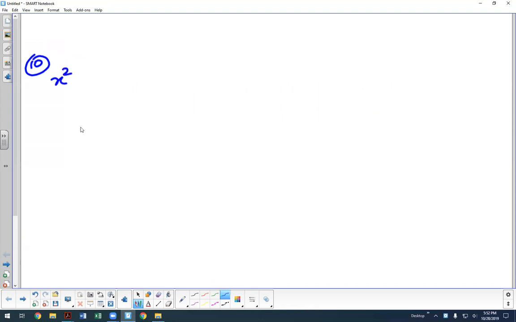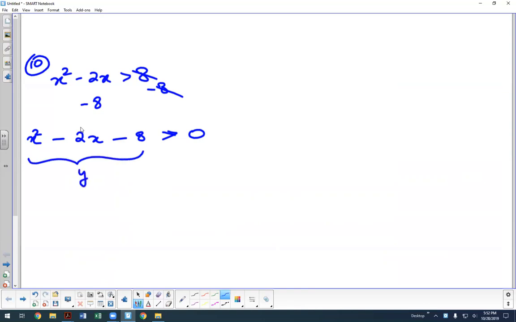Right now, we are given x squared minus 2x greater than 8. Start by subtracting that 8 and bringing it onto the left-hand side. We end up getting x squared minus 2x minus 8 greater than 0. Of course, keep the same inequality symbol, right? So this is our function, x squared minus 2x minus 8. So we can call that y, and we can have y equals x squared minus 2x minus 8.